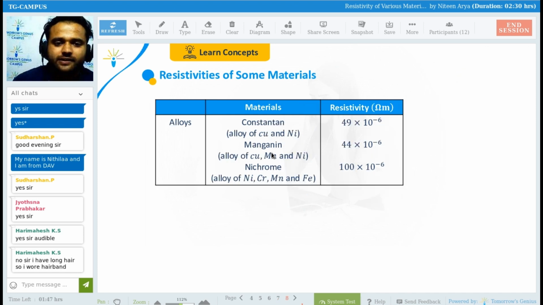In the same way, alloys. What is an alloy? Tell me, anyone. What is an alloy?